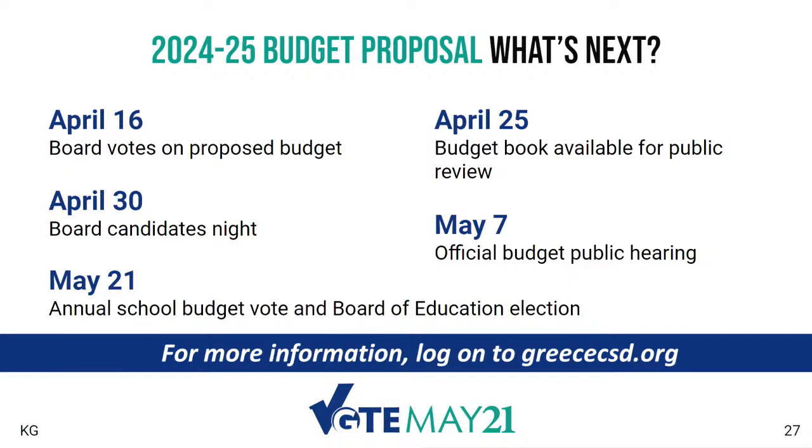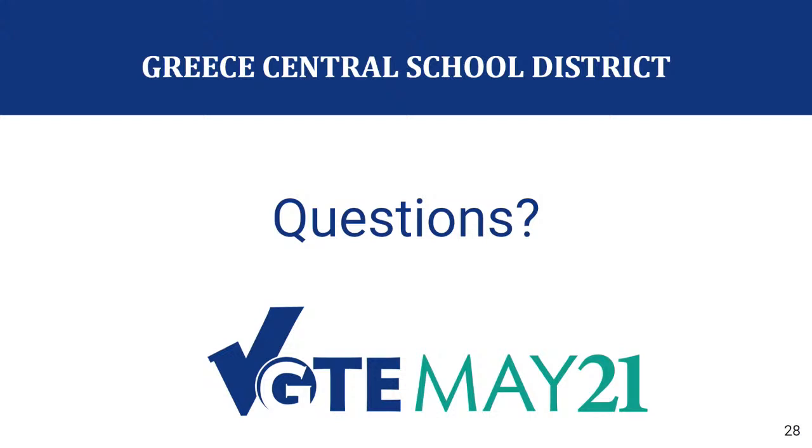A few other reminders. Next week, we will be asking the board to vote on this budget, so that is a big day. The 25th is when our budget book will be available for public review. On the 30th, we'll have a board candidates night for anybody who's running for a Board of Education seat. On May 7th, there'll be an official public hearing. And then May 21st is our actual vote. That's a recap of all the dates ahead of us. I would close by saying that Romeo's explanation around tax rate shows the complexity of this work.